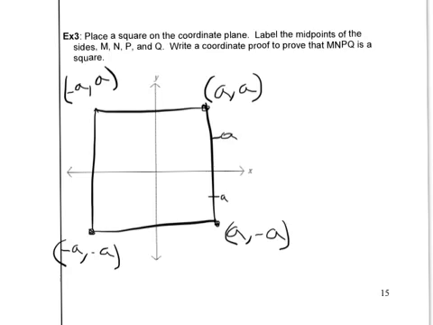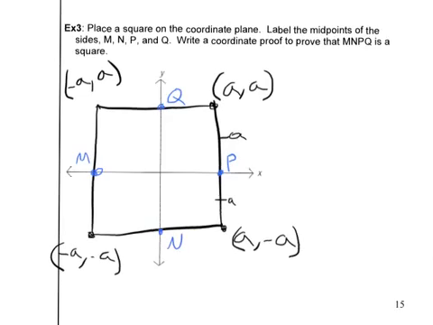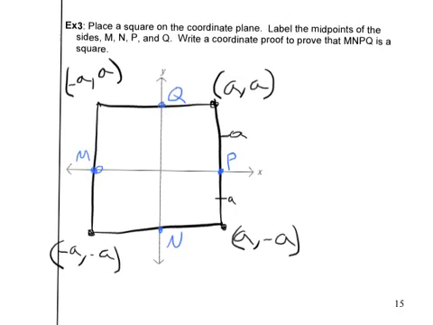So that's how I'm going to label my midpoints, which are M, N, P, and Q. They wanted me to label those my midpoints, and then we're going to write a coordinate proof to prove that this quadrilateral that we just made by connecting M, N, P, and Q is in fact a square. When you connect the midpoints of a square, it makes another square. We want to prove that. Okay.